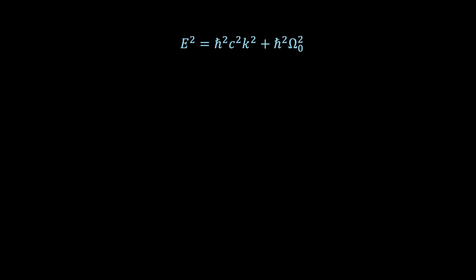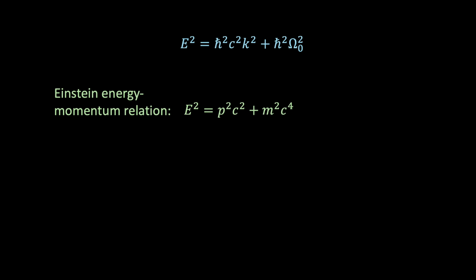Now, if you stare at this expression long enough, and if you're familiar with Einstein's special theory of relativity, then you may notice that this equation bears a striking similarity to Einstein's energy-momentum relation, E squared equals p squared c squared plus m squared c to the 4. This equation tells us how the total energy E of a particle depends on its momentum, p, and its rest mass, m. It's a foundational result in relativistic physics.